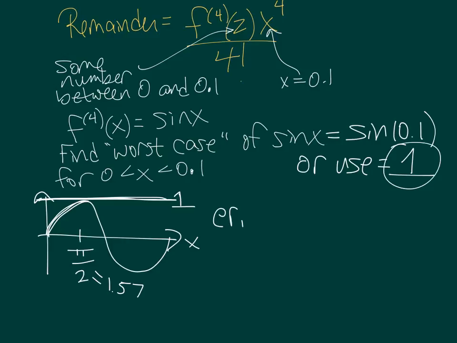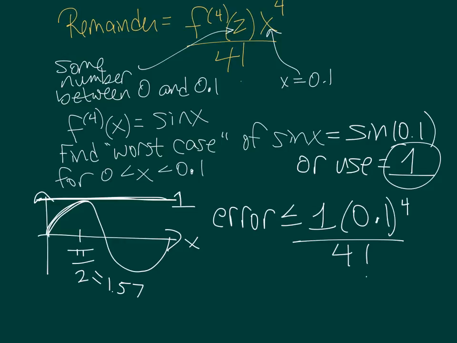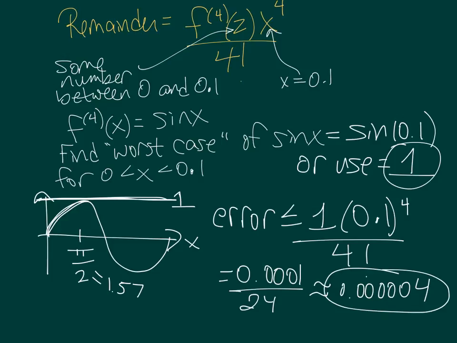So the error is not exactly equal to, but it's certainly bounded by, less than or equal to 1 times 0.1 to the fourth over 4 factorial, which is 0.0001 over 24, or approximately 0.000004. Now that is a tiny error.